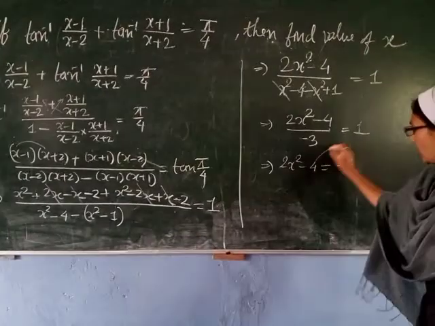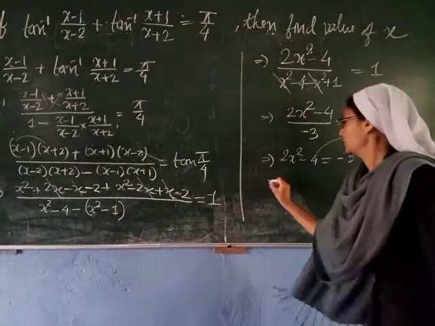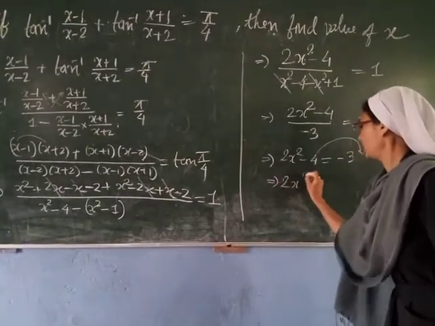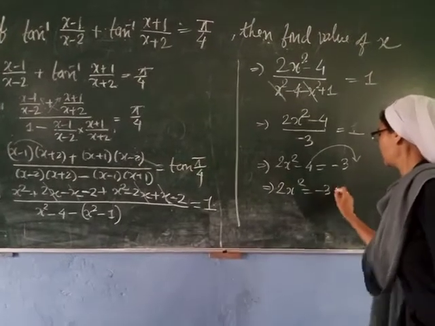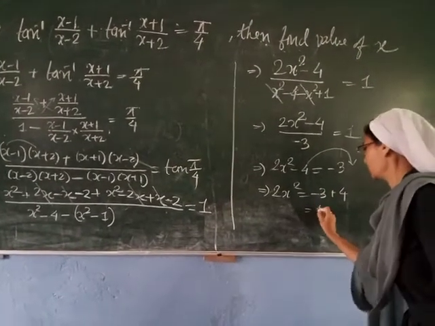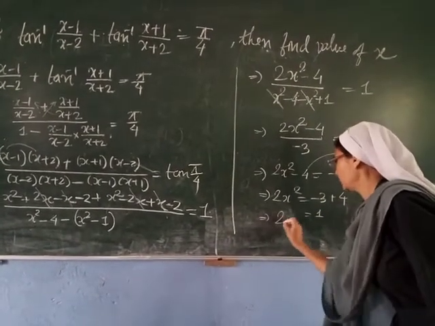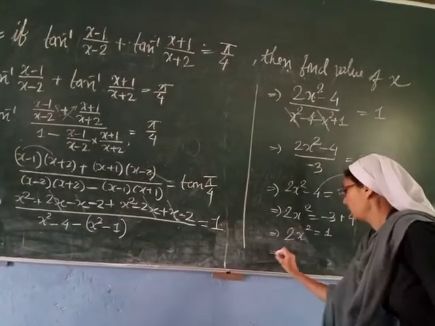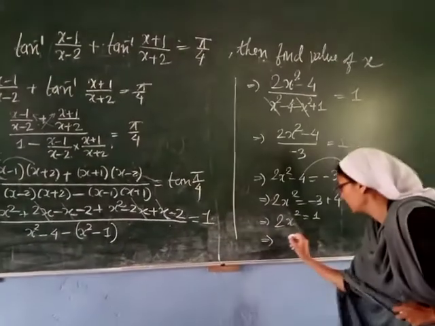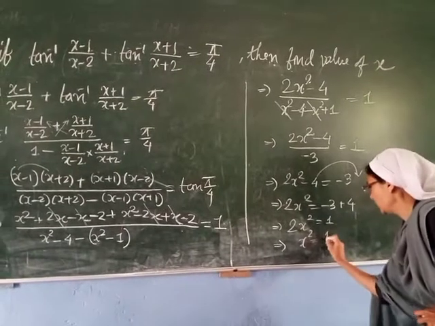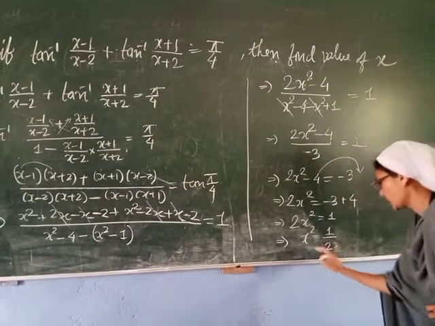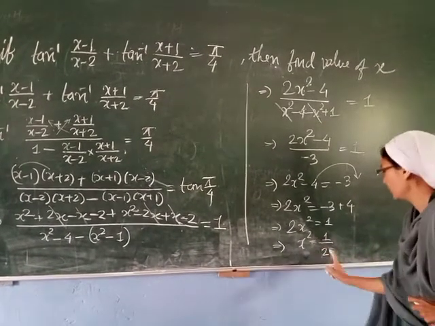Now transfer this minus 4 here, it becomes plus. So 2x² is equal to minus 3 plus 4. So it becomes plus 1. Okay, so you get the value 2x² is equal to 1. You have to find the value of x. So transfer 2 here, so x² is equal to 1 by 2. It will go in the denominator. x² is given, so you have to find only x.